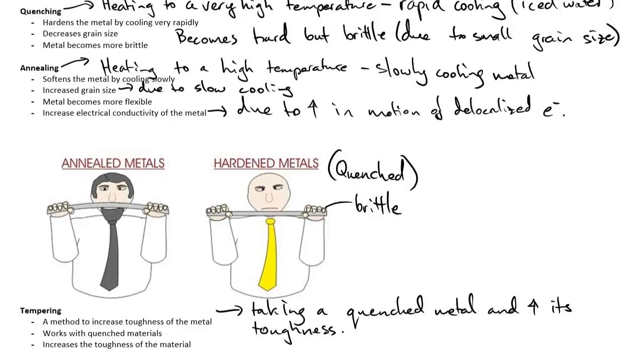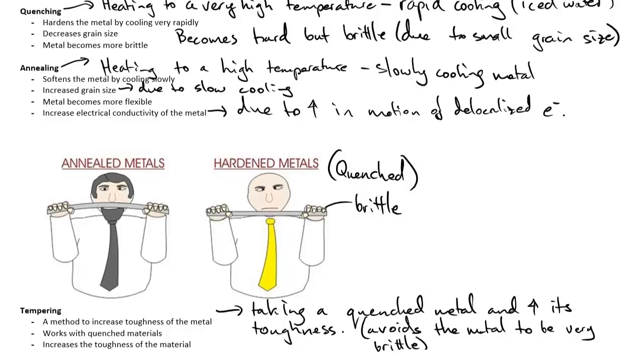So a tough metal, on the other hand, is capable of scratching the surface, so it's pretty hard, but it also has more flexibility, so it can be bent slightly. So tempering is a way to avoid the metal being very brittle. As I mentioned before, in quenching the grain size gets very, very small.